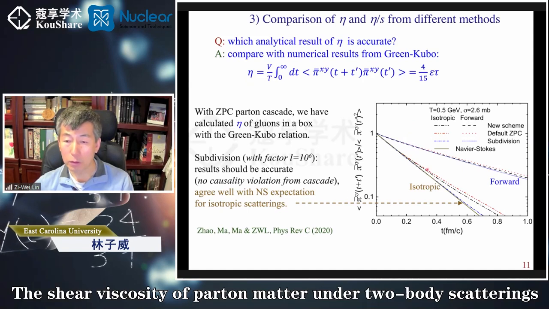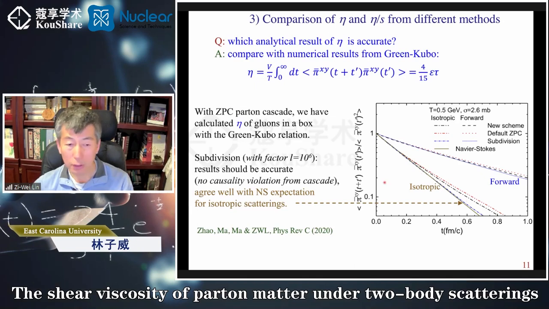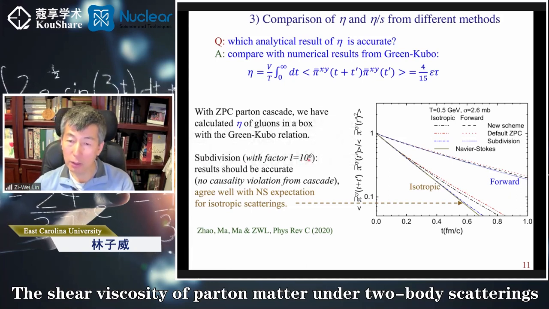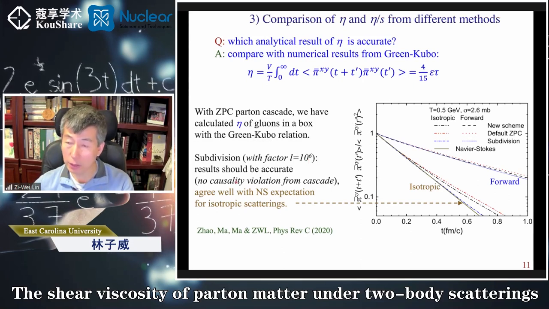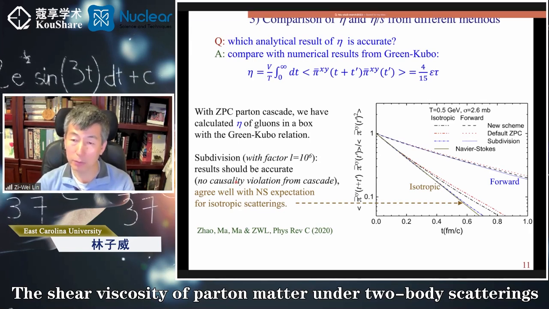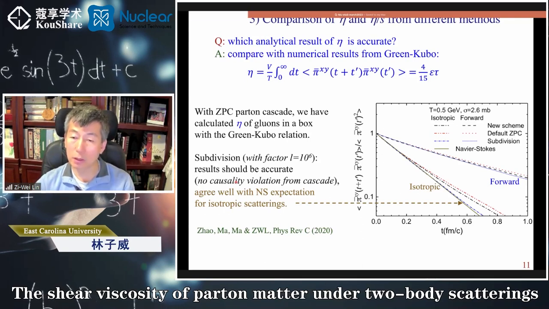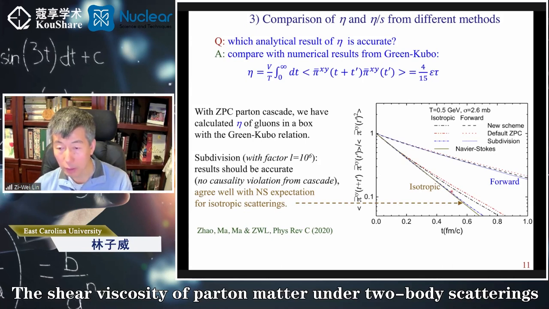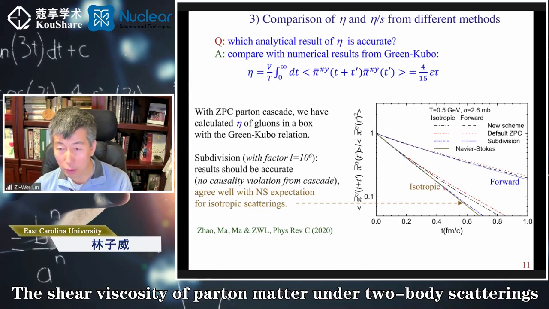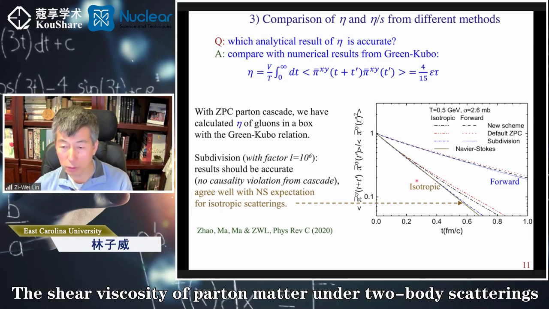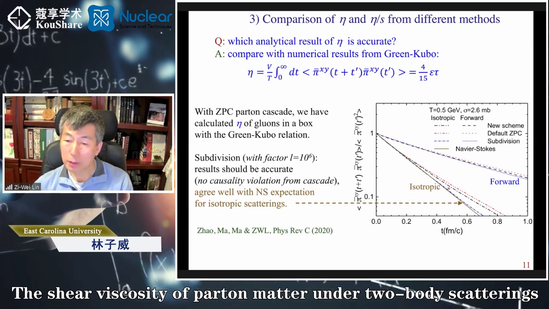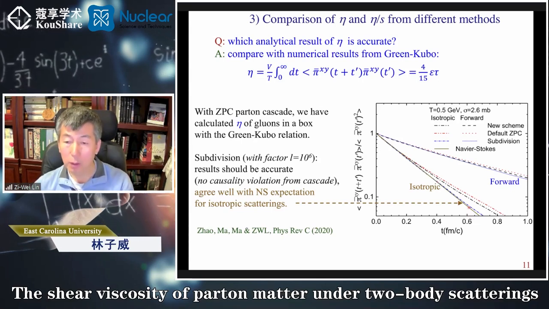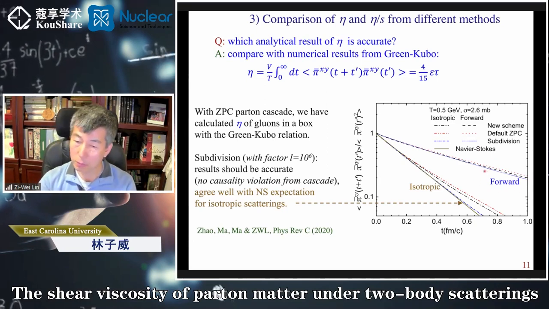So for example, these results are for isotropic scatterings. And we can see that when we use the parton subdivision with a huge subdivision factor of 1 million, any possible causality violation effect from the cascade method of solving the Boltzmann equation will be basically eliminated. So the results should be accurate. And if you look at the result from subdivision for isotropic scatterings, that's the blue line, which tracks very closely to the expectation of the Navier-Stokes formula. But if you don't do the subdivision, then at early time it's okay, but at later time there's certain deviation. So we have the Navier-Stokes formula here. But for forward angle scatterings, we don't know which formula is correct because they are different.